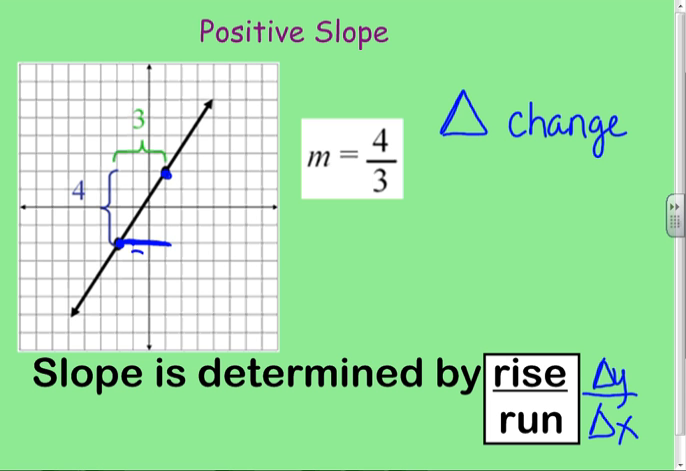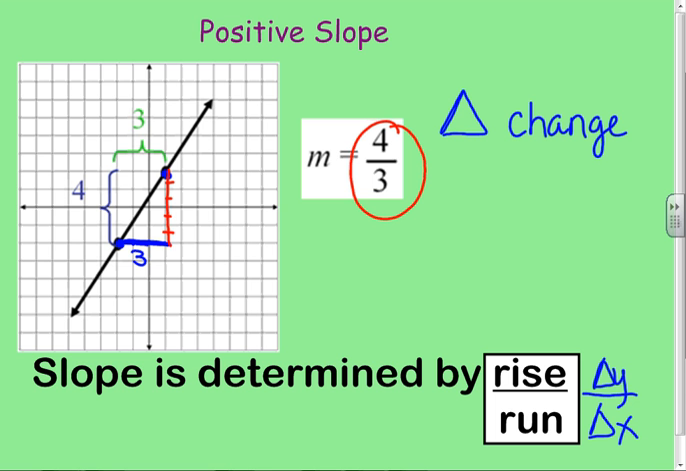3. So count the spaces. 1, 2, 3. And then what are we going to do? We're going to run. We're going to jump up here on the Y's. How many spaces? 1, 2, 3, 4. And so the problem is you're going to get that mixed up.